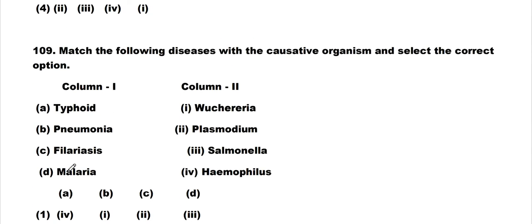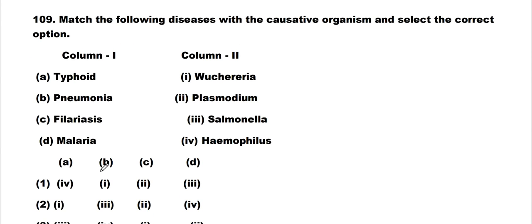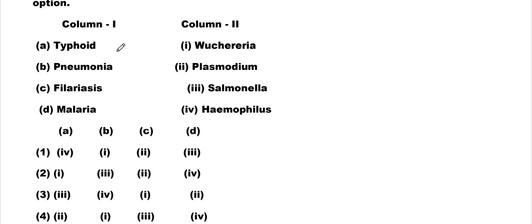Next, 109. Match the following diseases with the causative organism and select the correct option. This is question number 109. Next, typhoid. Typhoid is caused by Salmonella. Pneumonia is caused by Haemophilus influenzae. Filariasis is caused by Wuchereria. Malaria is caused by Plasmodium. So the correct option for this is option 3.